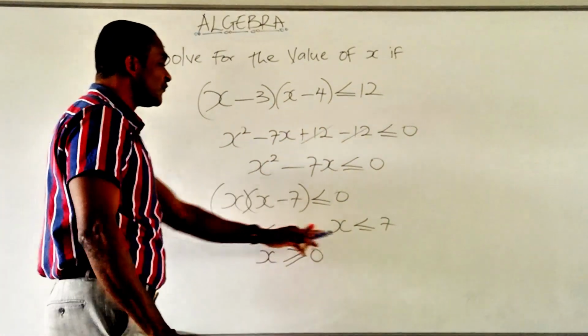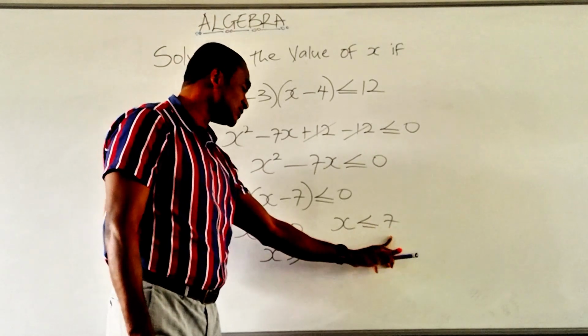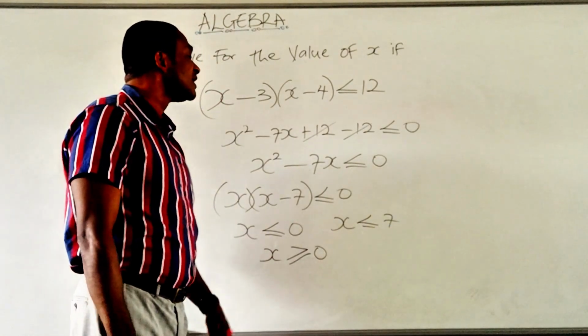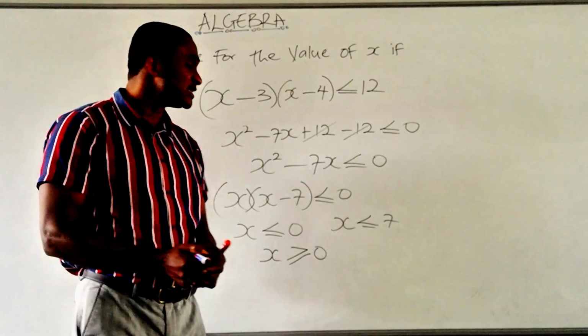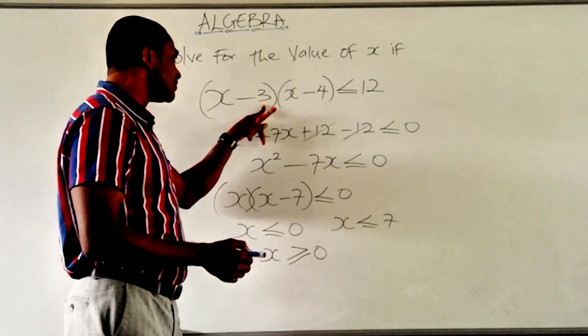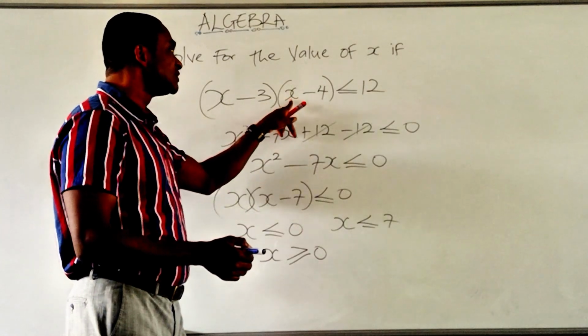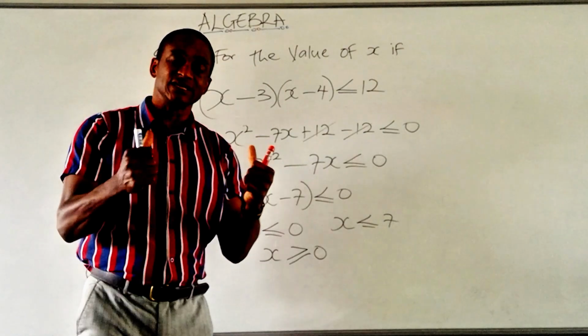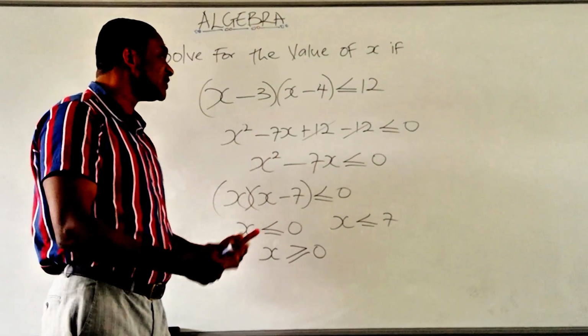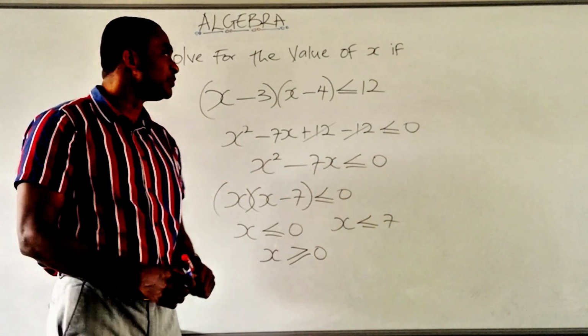We also have x less than or equals to 7. Our value is less than 7. We look at 7 minus 3, which will give us 4. 7 minus 4 will give us 3. 3 times 4 will give us 12. That is the equality. But less than 7, let's take 6 for example.